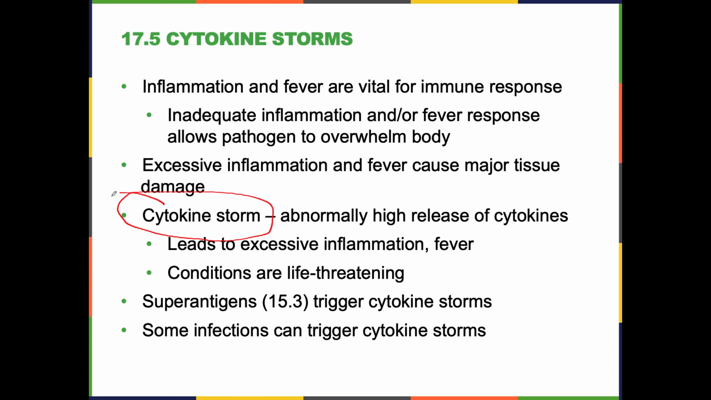We do know that things like superantigens, which is one of our toxins, not the endotoxins but exotoxins, that we talked about in section 15.3, module 8, I believe, maybe 9, trigger cytokine storms, right? And they do that because it causes a lot of tissue damage, and a lot of tissue damage is good for the pathogen. And then some infections, like I just talked about, can trigger cytokine storms, right? So some infections, just for whatever reason, prevent our immune system from shutting off properly.